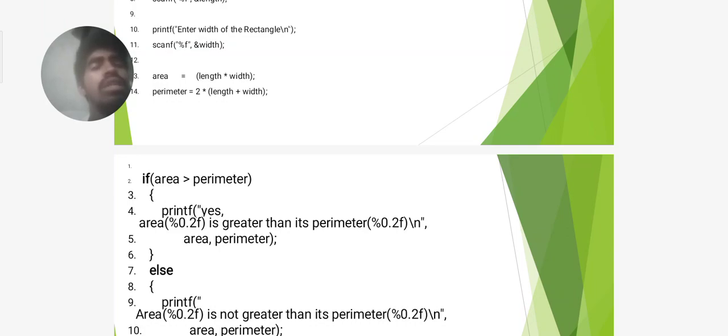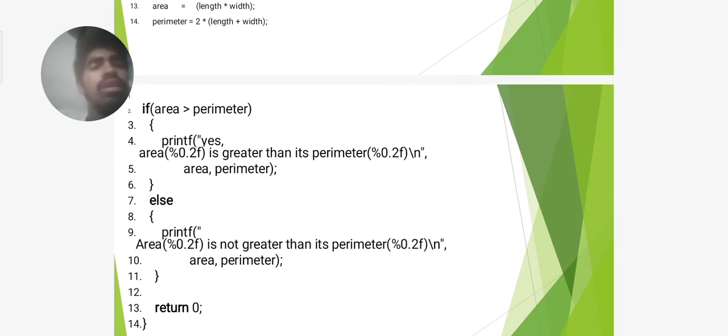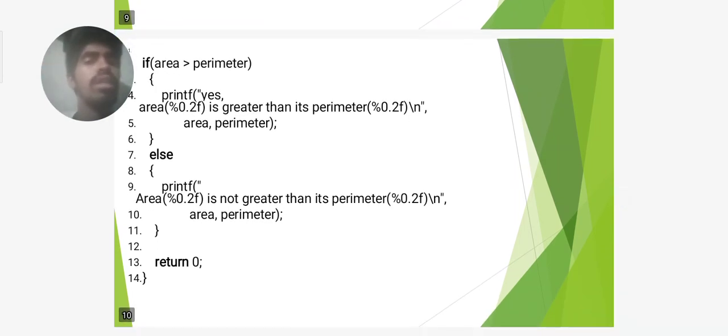If the given statement is true, this will compute and give the output. Else, printf "Area %0.2f is not greater than its perimeter %0.2f", area, perimeter. So this is about the area and its perimeter. If the values satisfy the condition, it can print the given values. So this is about the if else conditions.